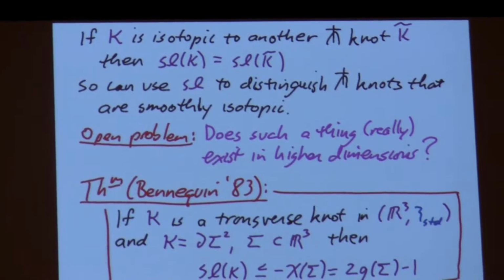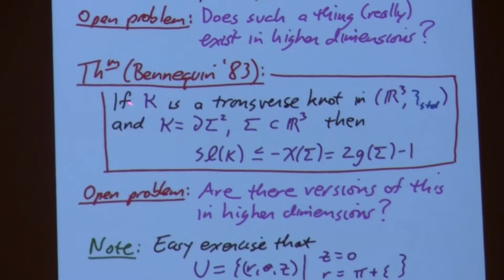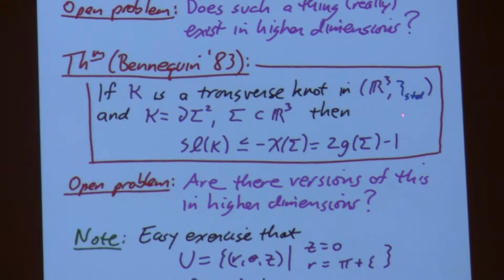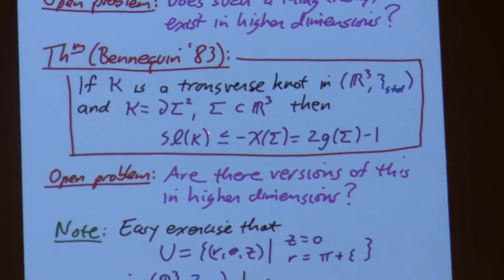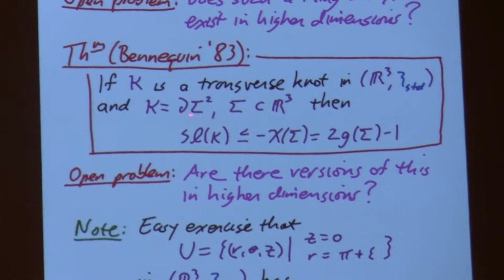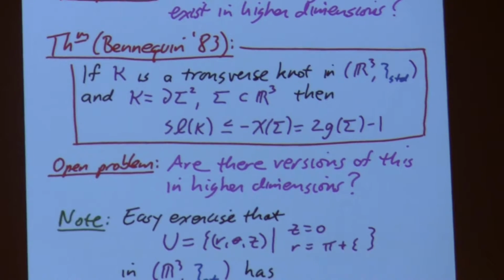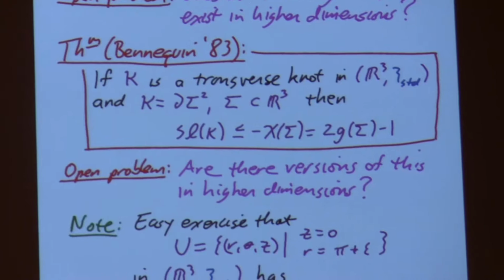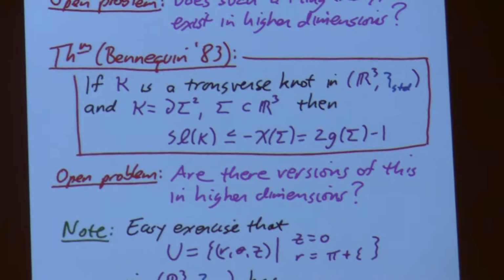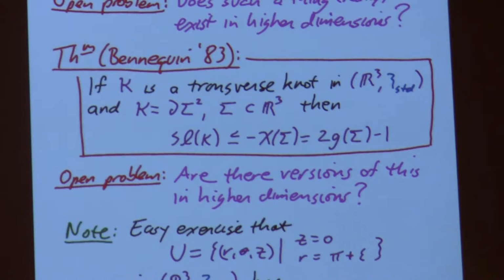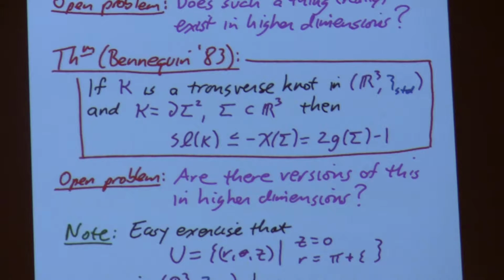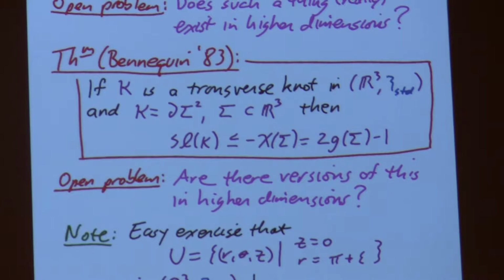OK, good. So what's Bennequin's result? Bennequin's result is that if you have a transverse knot in the standard contact structure on R3, and you have a surface that it bounds, a Seifert surface for the knot, then the self-linking number is a lower bound on minus the Euler characteristic, so on the genus for the knot. When you first see it, you don't think about it too hard, it seems like an innocuous result, but it's actually very important and very powerful.